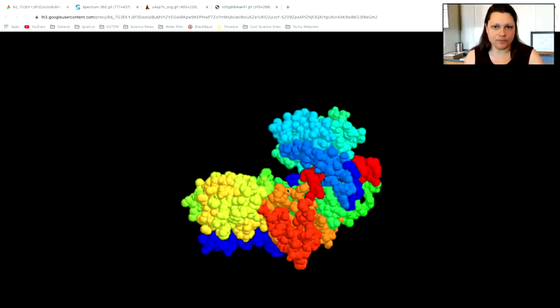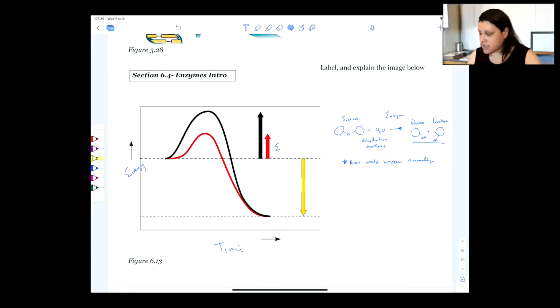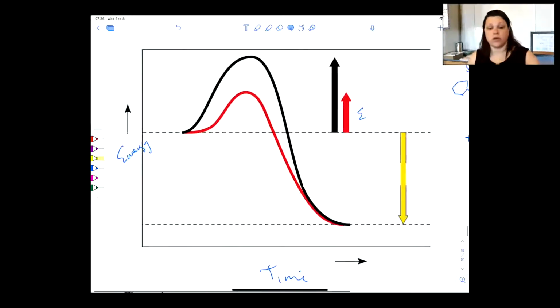Why do we have enzymes? We have enzymes because if we allowed these reactions, which would normally occur, they're all spontaneous reactions, they would occur at such a slow rate that we wouldn't be able to survive. So we need enzymes to facilitate these reactions at a much, much faster rate. How do they do this? Well, they're pretty neat, and they're going to do this by lowering the amount of activation energy required for the reaction to take place.